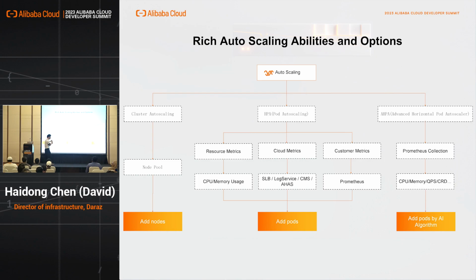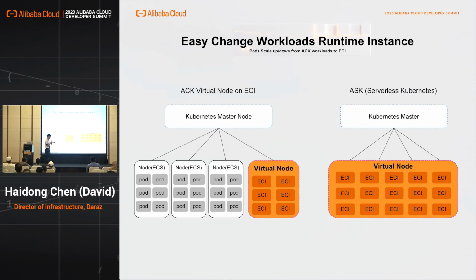Here, for the scaling capabilities, we can add nodes, we can add pods, and we can scale via AI algorithm. So as a developer, you no longer need to worry about when your application will crash, or when your business grows, whether your application will be able to hold the new traffic to continue the business integration and stability. So we will do it for you.